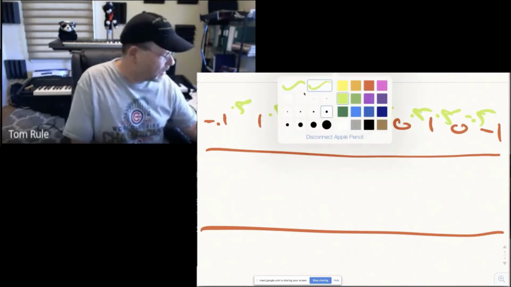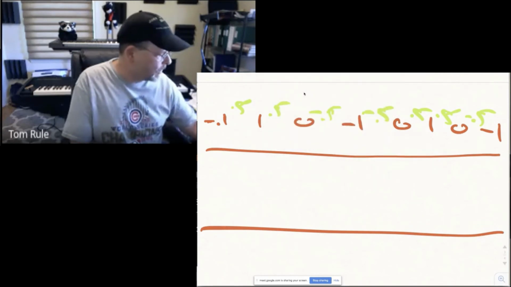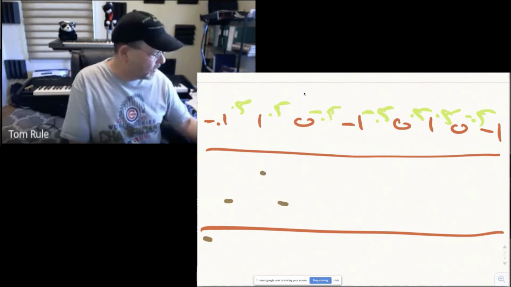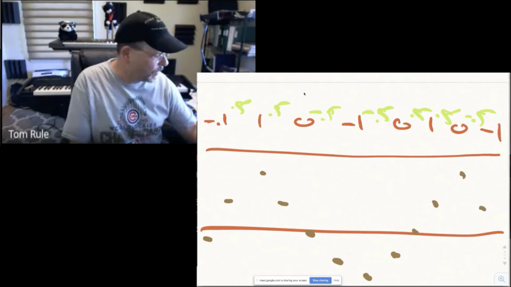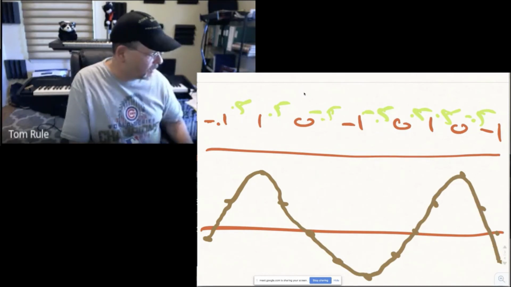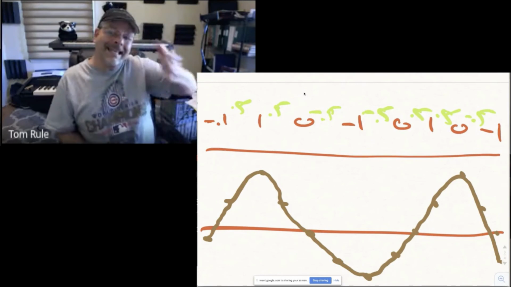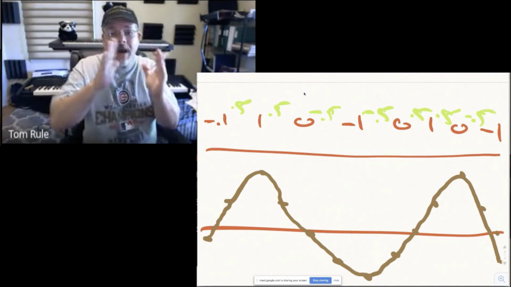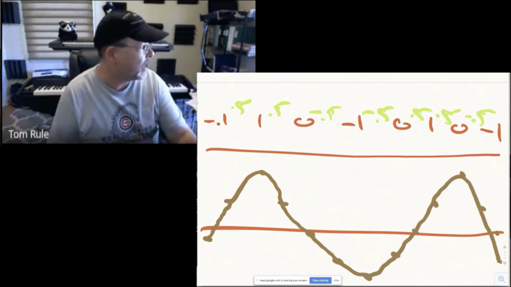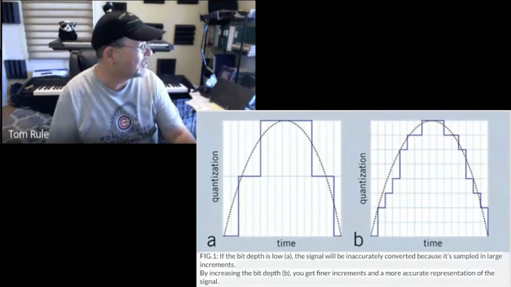Now remember, I'm graphing these, so I'll use a different color. I already used red. Brown. This got 0.5, 1, 0.5, 0, negative 0.5. I'm out of room there. So now you can start seeing it's rounding off a little bit. The more slices I take in that same amount of time, the more accurate my playback is going to be. And that's really what sampling is about, making sure you get enough slices.